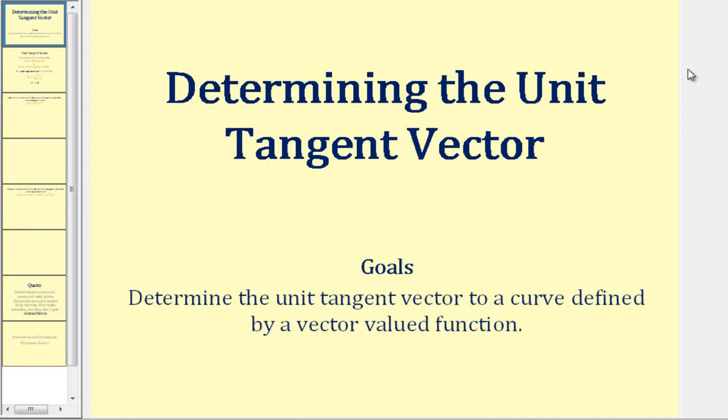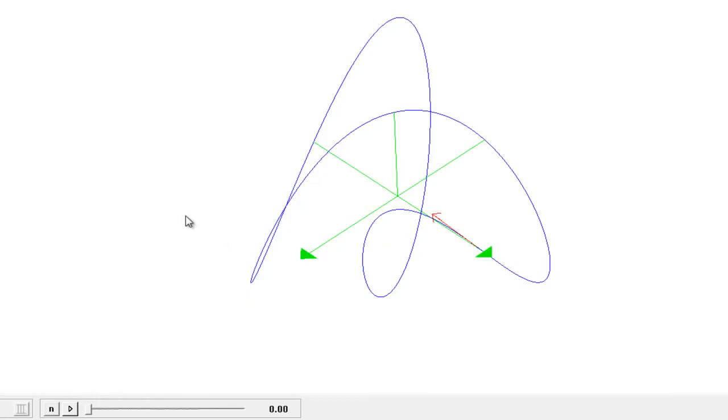Welcome to a video that will show how to determine the unit tangent vector to a curve defined by a vector valued function. Let's start off by viewing a unit tangent vector. So what we're seeing here is a blue space curve, and this red vector here is a unit tangent vector, meaning it's a vector that's tangent to the curve at its initial point, and it points in the direction of the orientation of the curve, meaning as t increases, the unit tangent vector points in the direction the curve would be traced, as we see here.